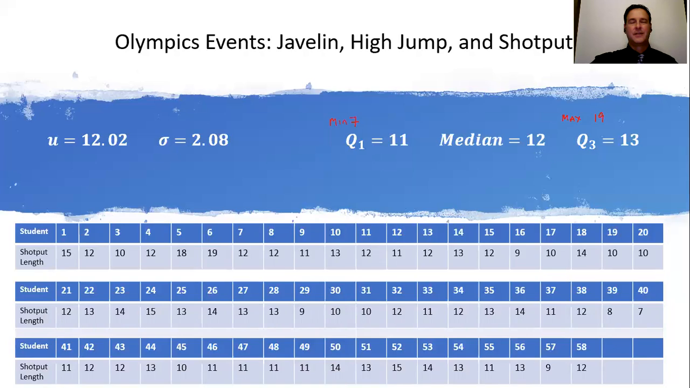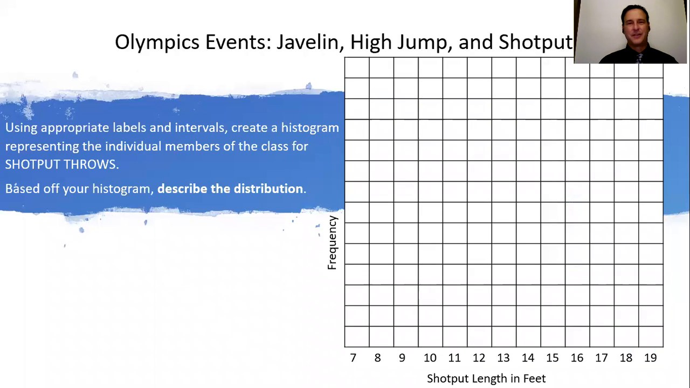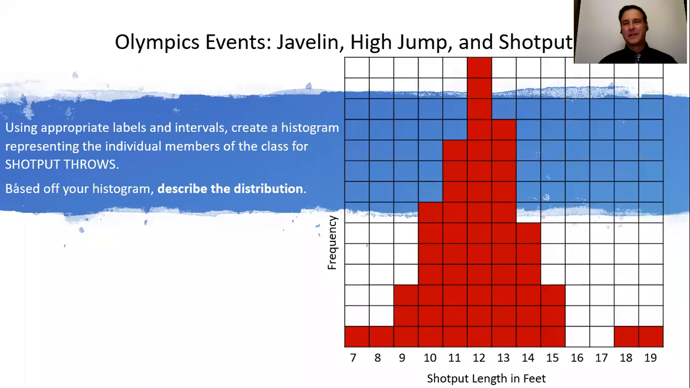All right. When I asked students to graph all those data values on a histogram, I just labeled the numbers 7 through 19 on the bottom, and wrote shot put length and frequency. When students came up to mark a little square based on their respective shot put throw length, we ended up with something that looked like this. And I asked my students, based off this histogram, could you please describe the distribution?